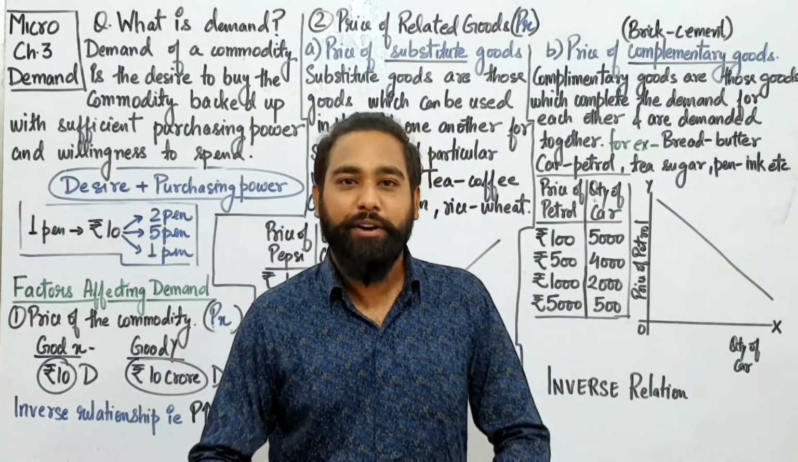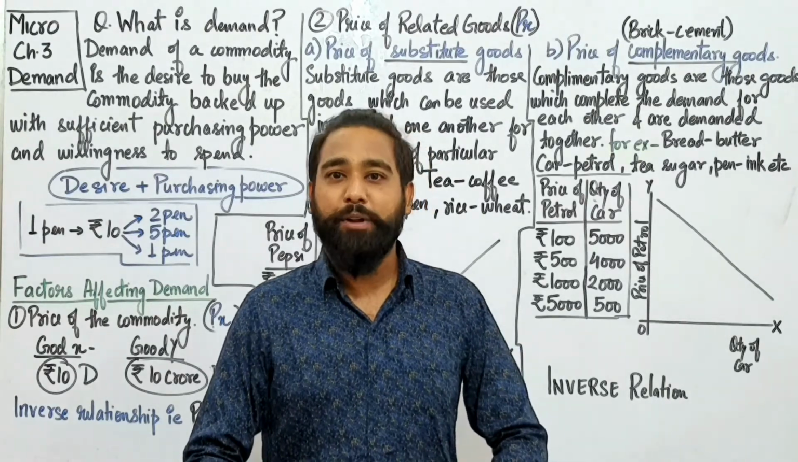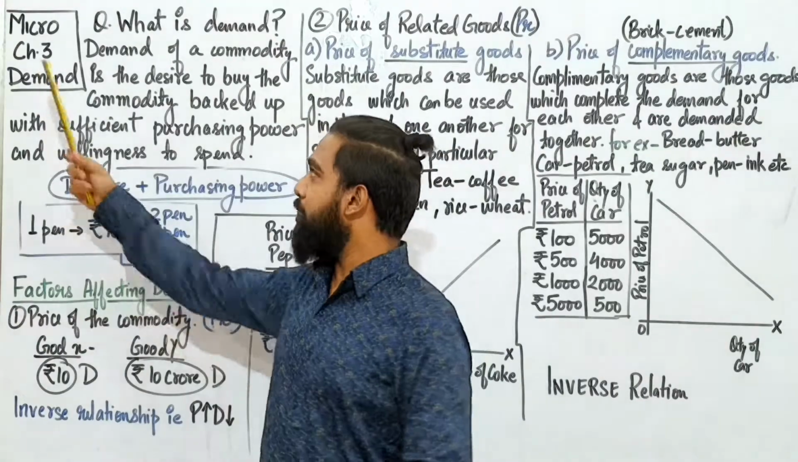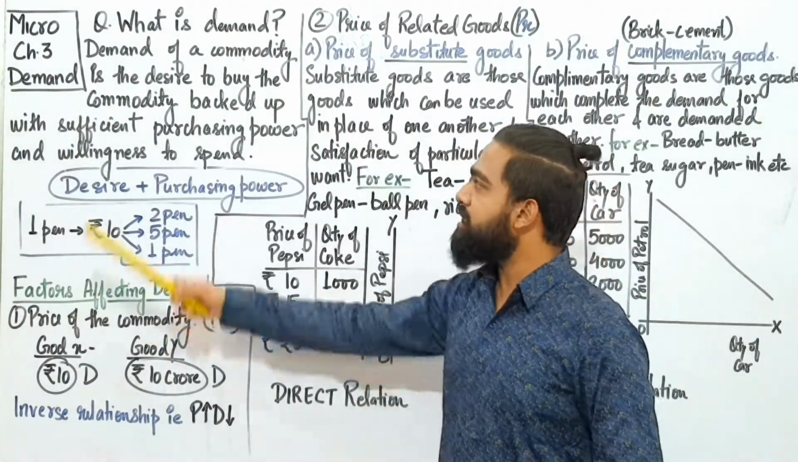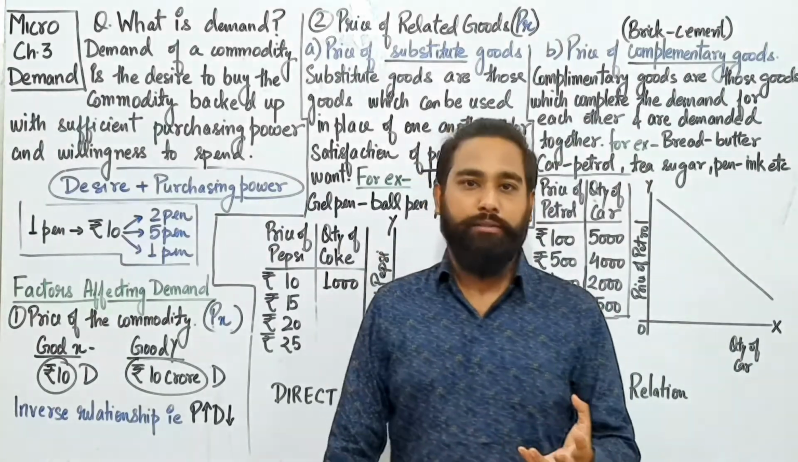I am Avinash Lambert, your economics guru, and today we are going to start a new chapter of microeconomics, which is demand. From microeconomics, chapter number 3, which is demand. Now, what is demand? What is demand?